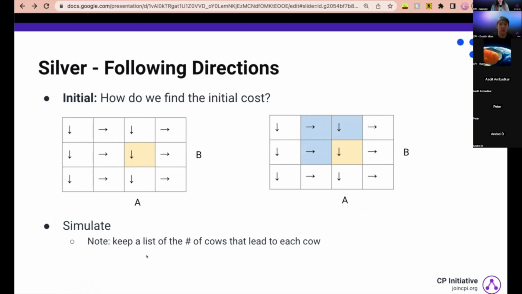And then for my implementation, we want to keep a list of the number of cows that leads to each cow. So for this yellow cow here, we're going to note that these 3 blue cows are going to pass through this cow, getting to the vat. And you'll find out why this is important in the next slide. Let me turn on the laser pointer.